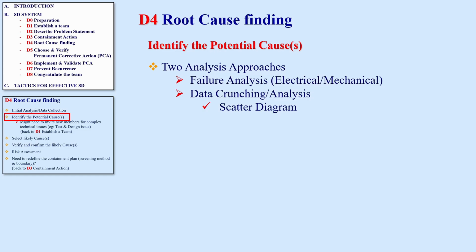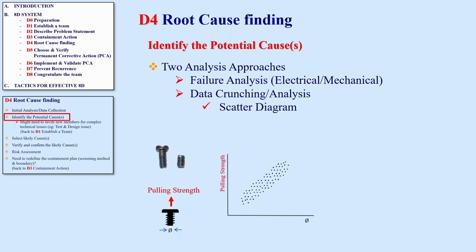Scatter diagram is one of the common tools used to study the correlation of two variables. Or, in more layman, to study the relationship between two variables. For example, say your customer reported broken screw head issue. You suspect this is due to smaller screw diameter. Hence, you perform an experiment to study the correlation between the screw diameter and the pulling strength to break the screw head. We can plot the collected data, diameter versus pulling strength, on horizontal and vertical axis respectively.